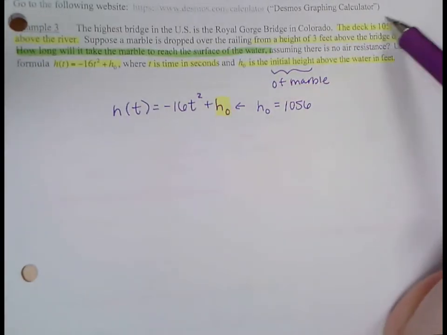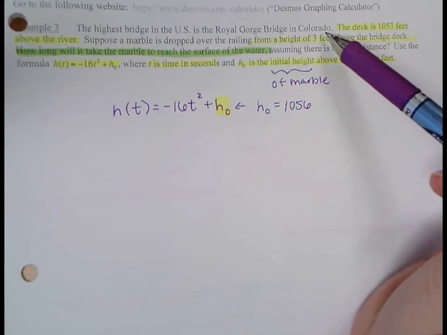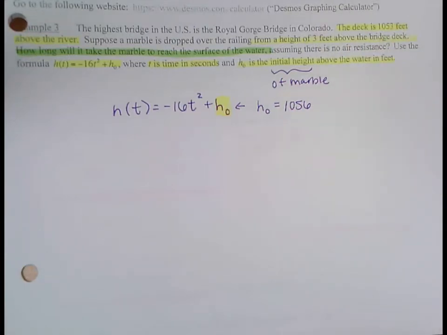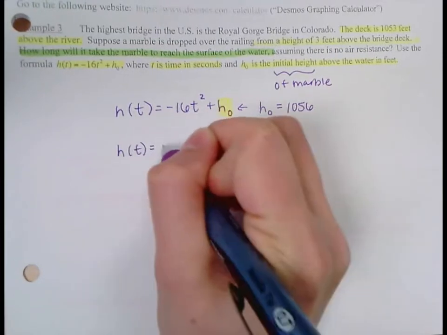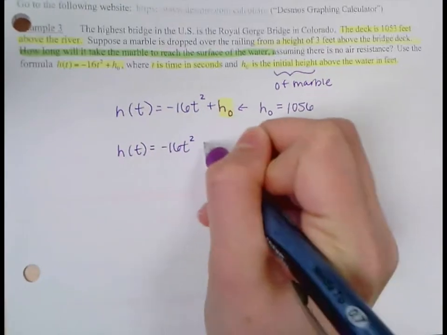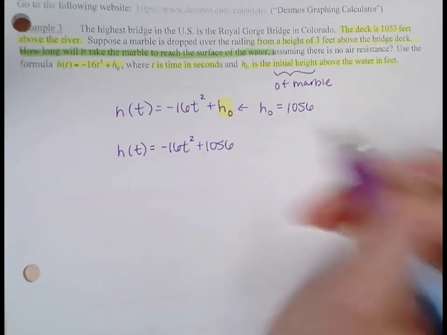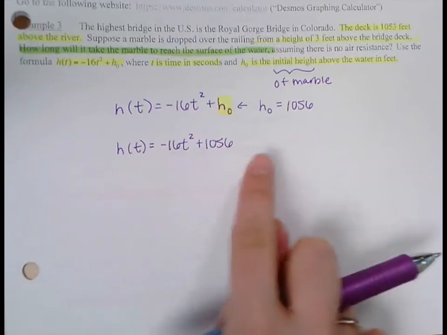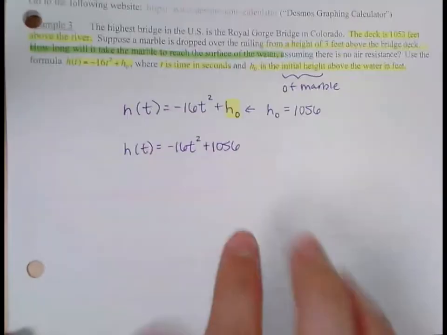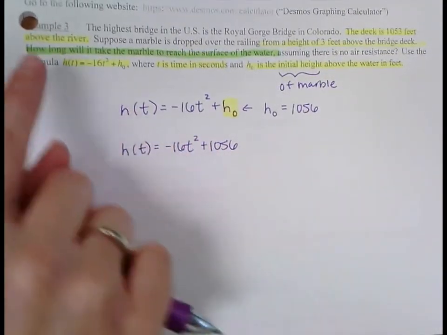Yep, so the deck is this far above the water. The marble is 3 feet above the deck, so it's even 3 feet higher. So 1,056. All right, so I'm going to rewrite the function and plug that in. So this ultimately is our function that we are using. And now we have to figure out how to use it to answer the question.